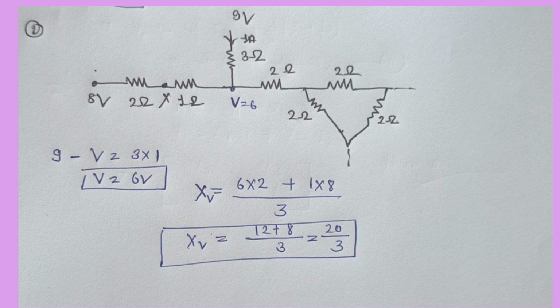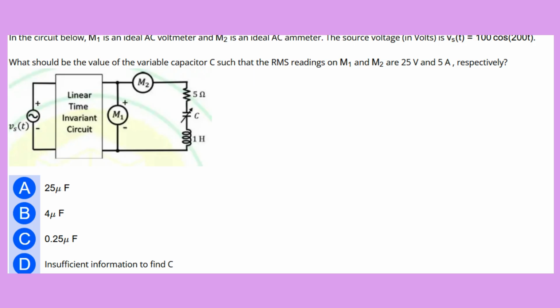And the HV will be 6 into 2 plus 1 into 8 upon 3, so HV comes out to 20 upon 3. With this formula we can easily calculate it, so this option is correct. And the next question is, M1 is an AC voltmeter and M2 is an AC ammeter.